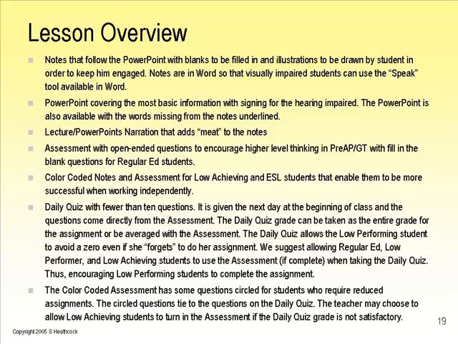This allows the low-performing student who always forgets to do their assignment the opportunity to avoid a 0. And last but not least, the color-coded assessments have questions circled for students who require reduced assignments. The circled questions tie to the questions on the daily quiz so that even a student who is required by their IEP to have fewer questions can still be successful on the daily quiz.